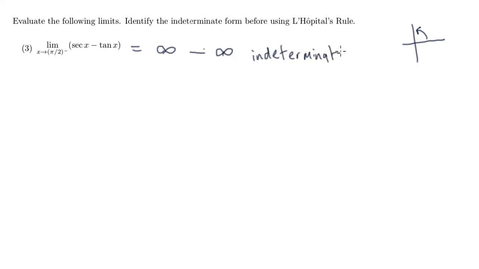So we can apply L'Hopital's rule. But wait a second, how do we apply L'Hopital's rule here? Remember, L'Hopital's rule applies to a ratio of two functions. If we had sine over cosine, or sine x over x, x squared over x squared, whatever. But this is secant x minus tan x.